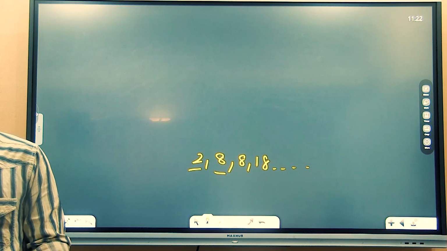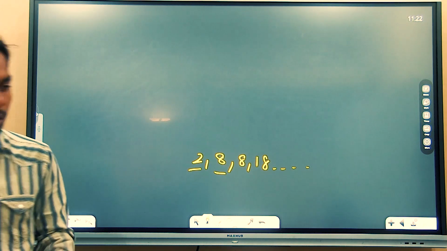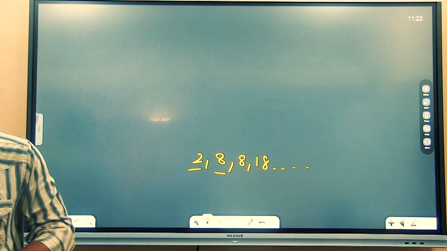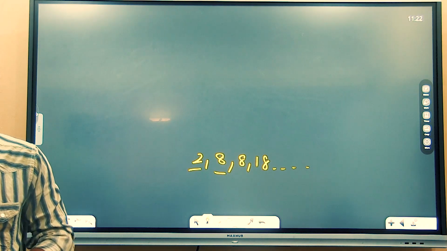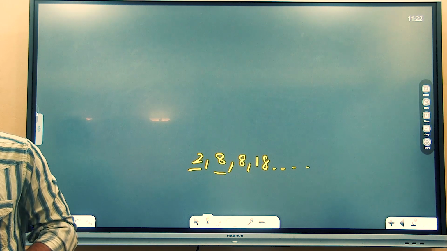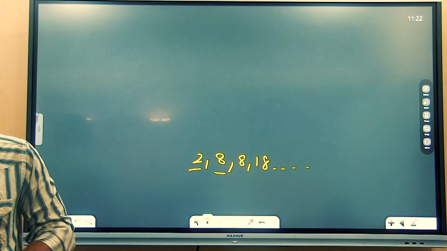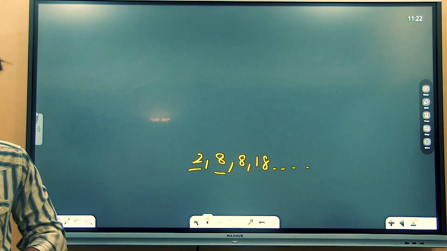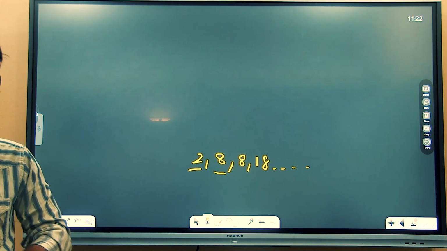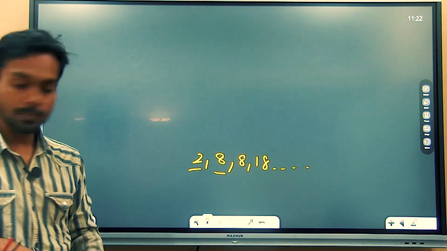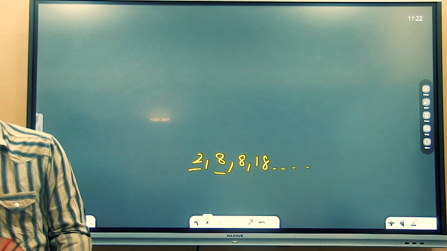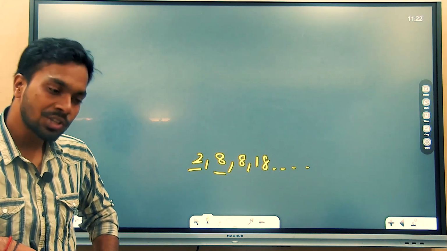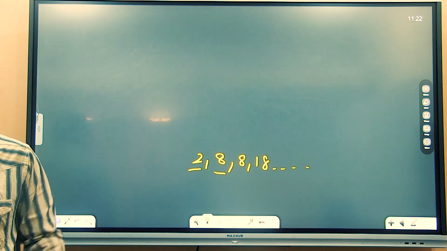It's called a covalent bond or covalent linkage. And the number of electrons contributed by each atom is known as covalency.